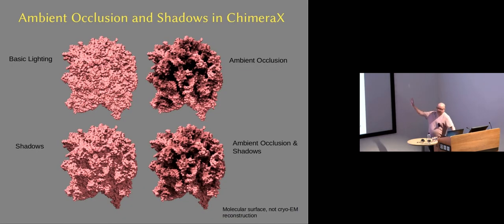So this is from the ChimeraX documentation, and you can see what a great improvement using ambient occlusion and shadows provides to the interpretability of, well, in this case, a molecular surface, but it would also apply to reconstructions as well. It does, as you know, if you've seen any papers over the last 2 years. Right, so I wanted to bring some of that into Coot as well.